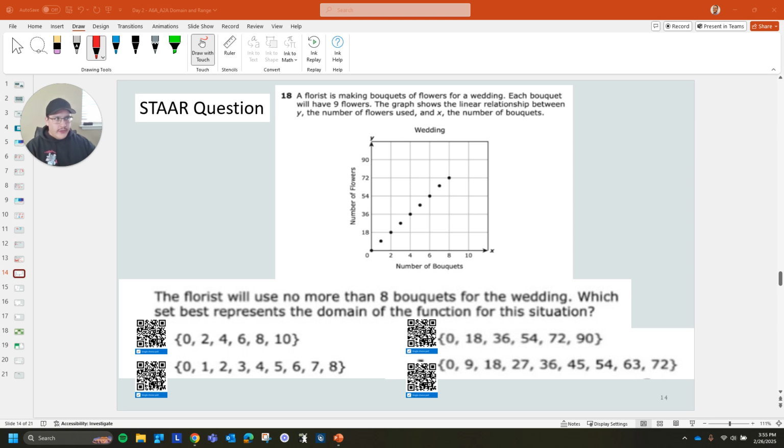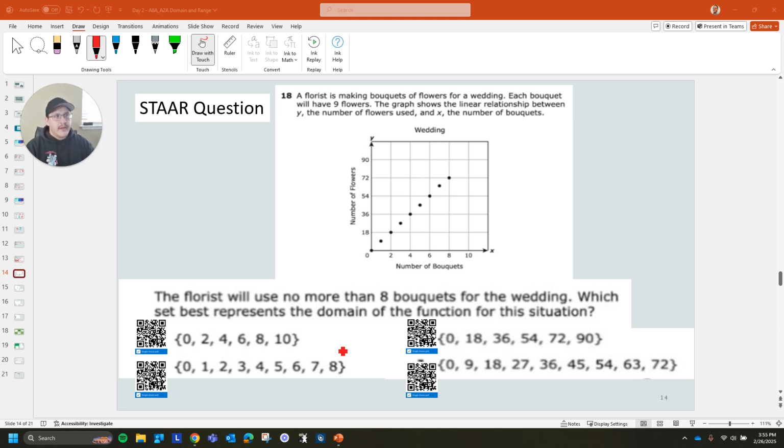Okay, let's look at another STAAR Test question. I apologize for the blurry image, but this is just how it came out. A florist is making a bouquet of flowers for a wedding. Each bouquet will have 9 flowers. The graph shows a linear relationship between y, the number of flowers used, and x, the number of bouquets. The florist will use no more than 8 bouquets for the wedding. Which set best represents the domain of the function for this situation?